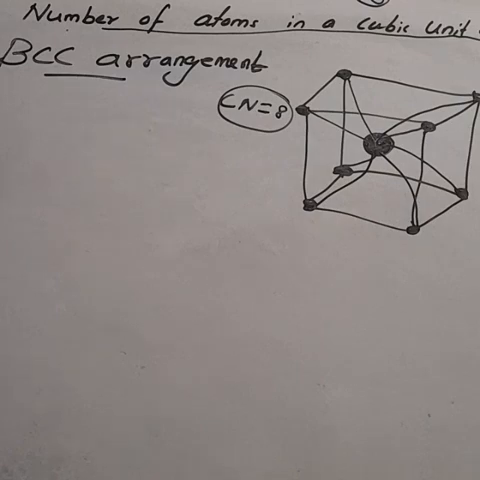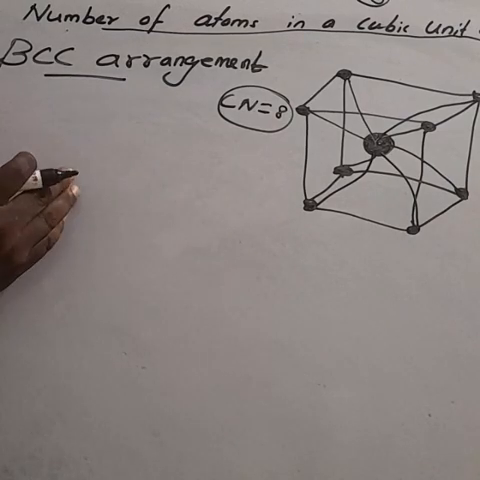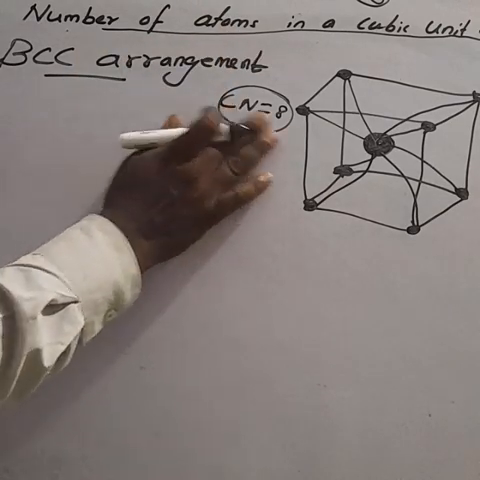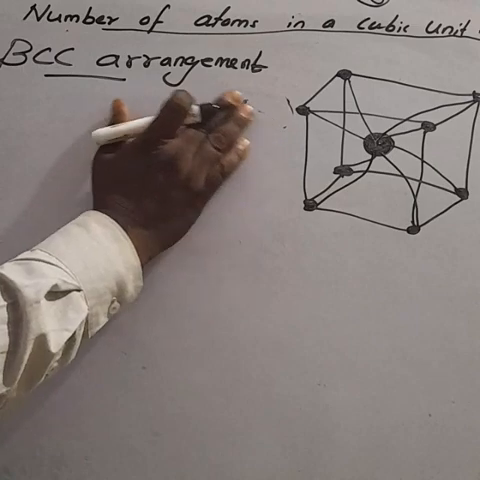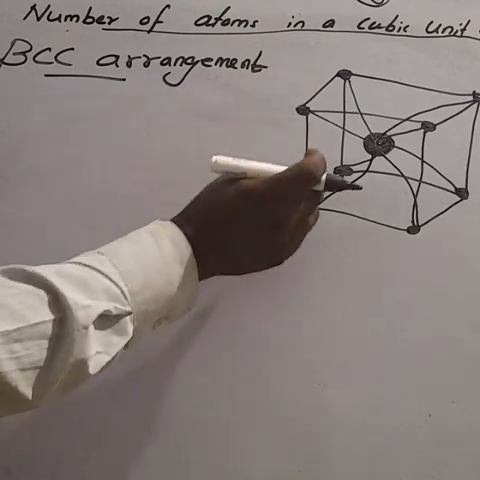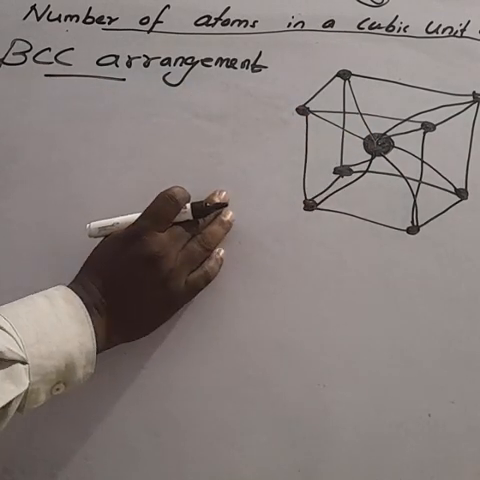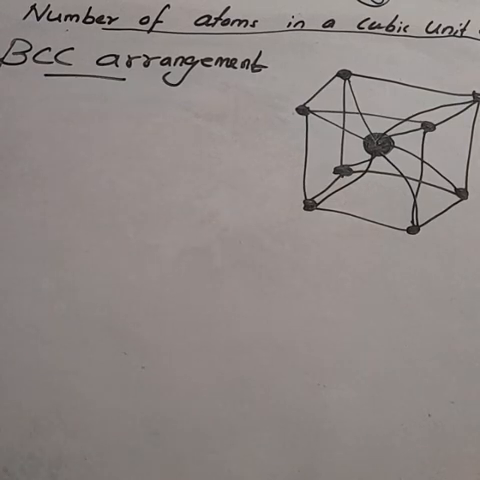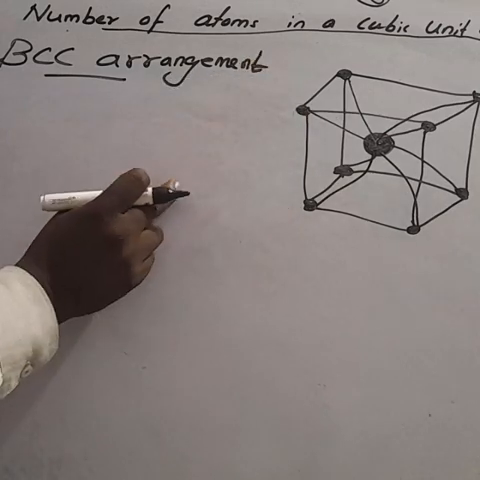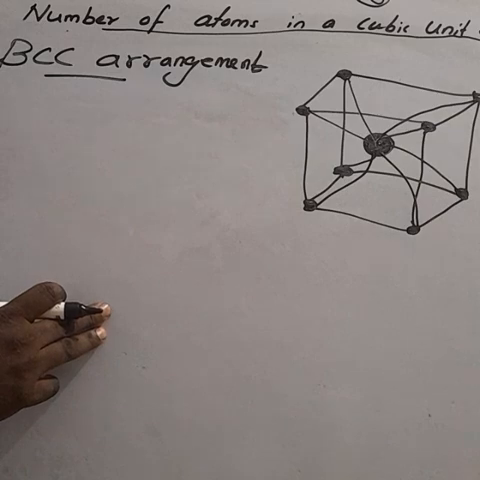Now, in the body-centered cubic unit cell, each corner is occupied by identical particles, and also there is one at the center. Each corner has one, that means 8, and in addition one atom occupies the center. Can you understand? Here, the atoms at the corners do not touch each other. They cannot touch each other. Am I right? Clear?